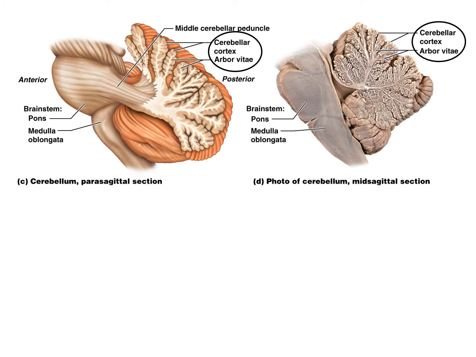So this figure shows the cerebral cortex, the gray matter on the outside. And then this figure is showing the arbor vitae that has its branch-like structures here. In many of these figures I've been showing you, the first figure on the left is an illustration, and the figure on the right is actually a dissection of the actual structure of the human brain.